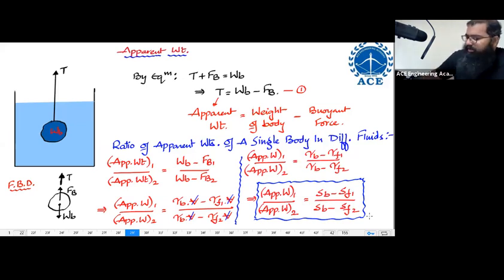Why is this relationship important? Direct questions can appear on these kinds of relationships in examination. You can take a snapshot of this particular slide. Take a snapshot. One second.